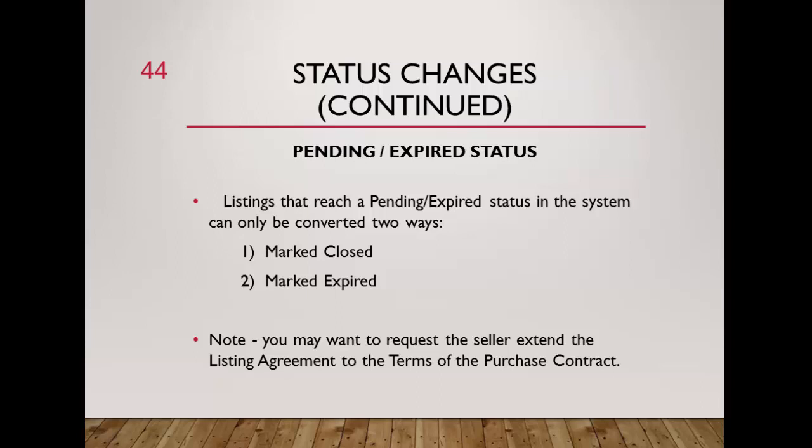Basically, this is a listing that has a purchase agreement written on it. It was moved to the pending status, and it's reached the listing's expiration date. In that situation, a listing will be moved to the pending expired status automatically. From that status, you will be allowed to either mark your listing closed, or if the deal falls apart, you will then mark that listing expired. Listings that are in the pending expired status are not able to be moved back to an active status. In that scenario, you no longer have an active listing agreement for that property.